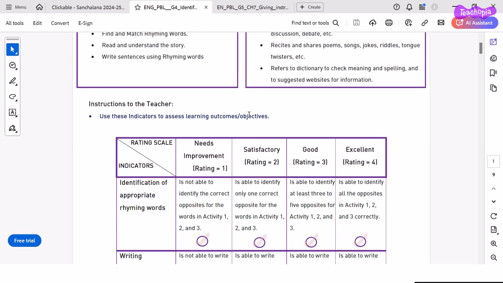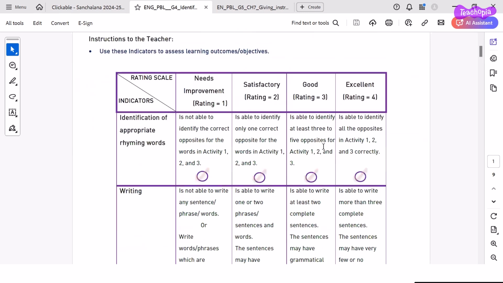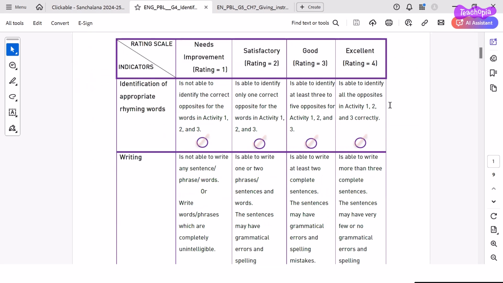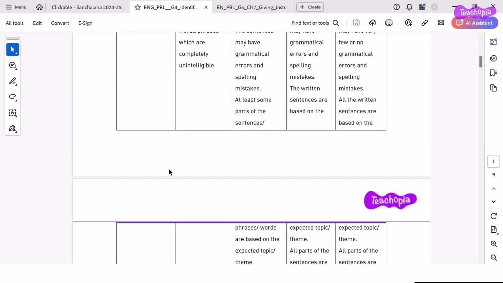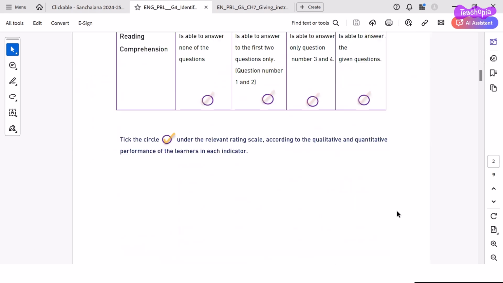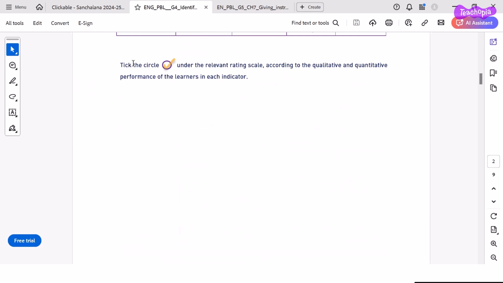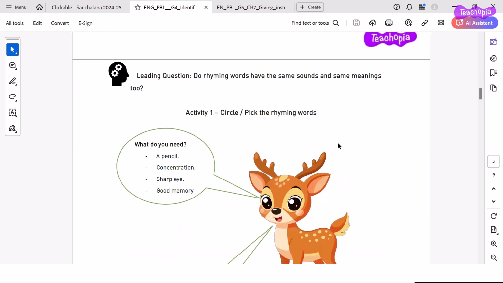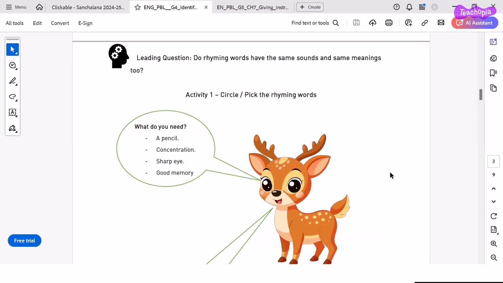This is followed by the rubrics, which you can look at, that have been used. The indicators that have been used are identification of appropriate rhyming words and writing. Reading comprehension is an essential element that is included in all rubrics. Okay, so we start with a leading question. Do rhyming words have the same sounds and same meanings too?